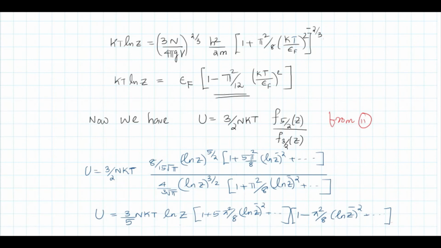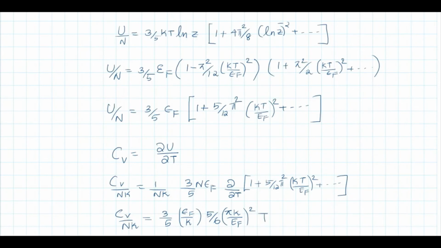Okay, 3 by 5 NkT log z, 1 into 1, you will get 1. Then 1 into minus pi square by 8 (log z) raised to minus 2 is there. Plus 5 pi square by 8 (log z) raised to minus 2 into 1 is here. So from these two terms, this is 5 by 8, this is minus 1 by 8. So you will get 4 by 8. So the second term will be 4 by 8 pi square (log z) raised to minus 2 plus higher order terms. So U by N is 3 by 5.